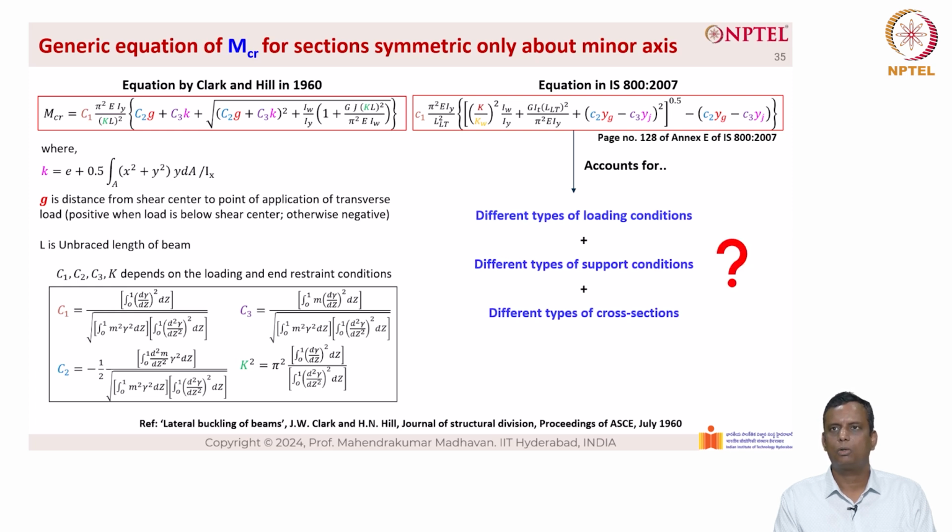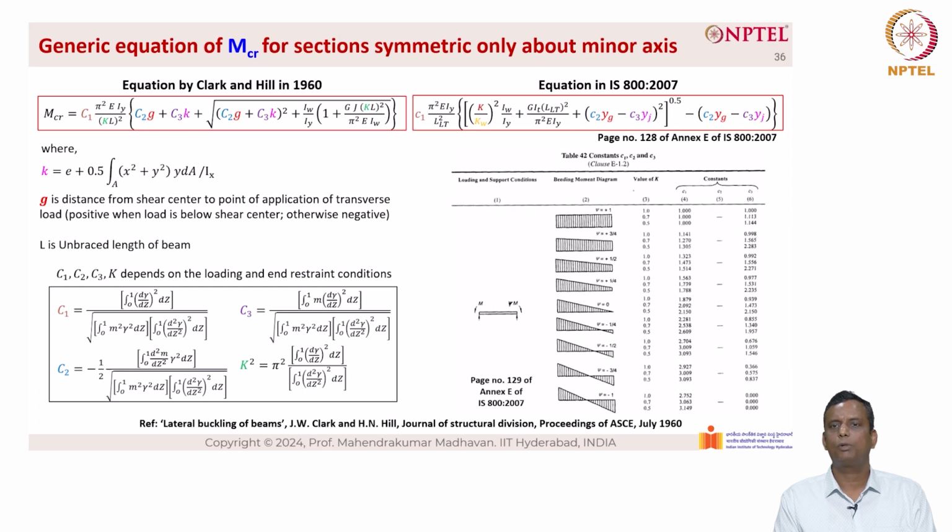How does it take into account? Which is given in page number 129 of Annexure E. So as you can see here, table 42 gives the constants C1, C2 and C3 for different types of loading conditions as well as different boundary conditions here. The loading conditions are dictated by the psi values and the support conditions are given for various values of K. The different constants C1, C2 and C3 are also given in the last three columns. This entire table 42 is present in page number 129 of Annexure E of IS 800.